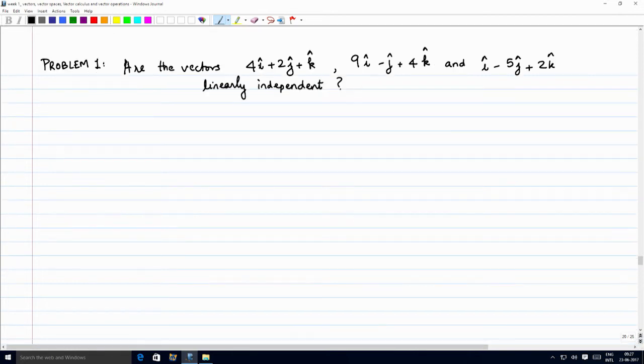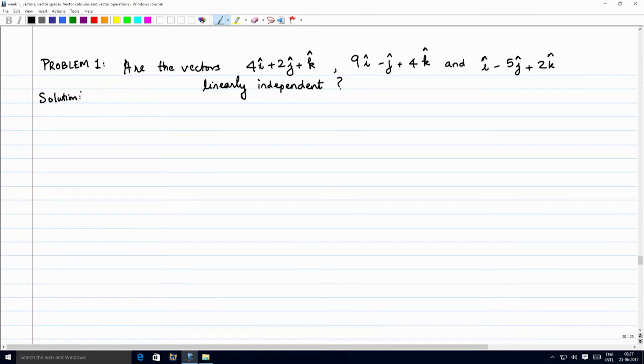So, let us start with a very simple problem. So, here is a question about linear independence. The question asks, are the vectors 4i plus 2j plus k, 9i minus j plus 4k and i minus 5j plus 2k, are these vectors linearly independent? So, let us try to solve this. So, the solution is the following.